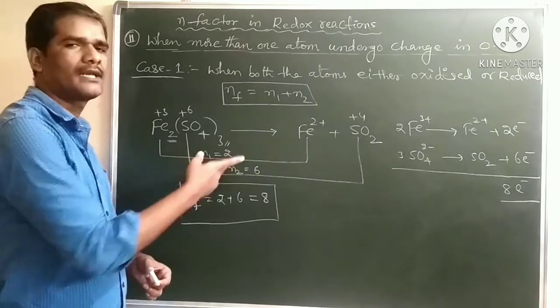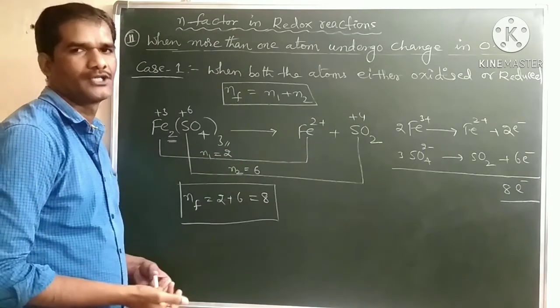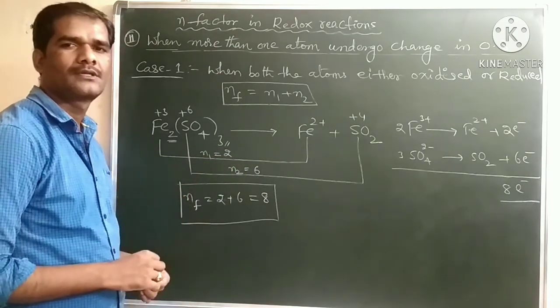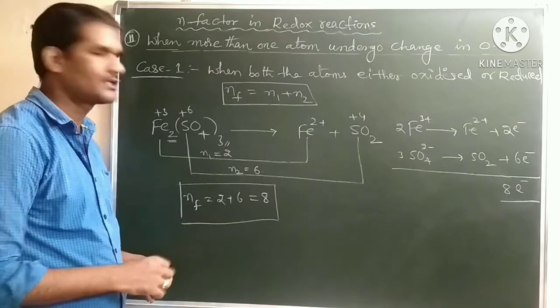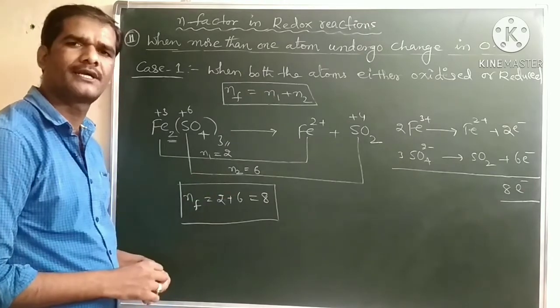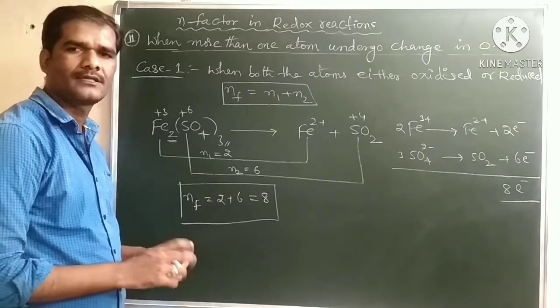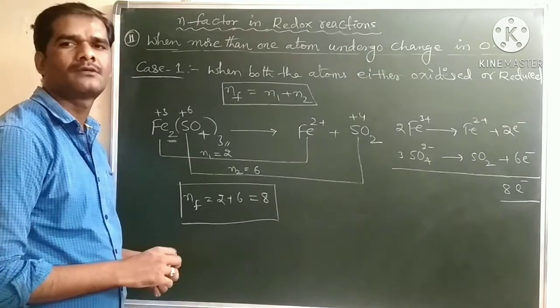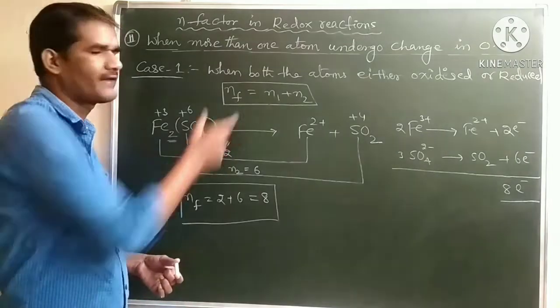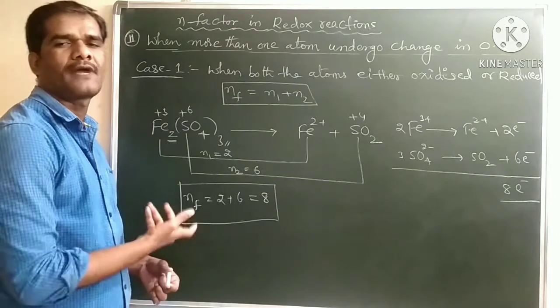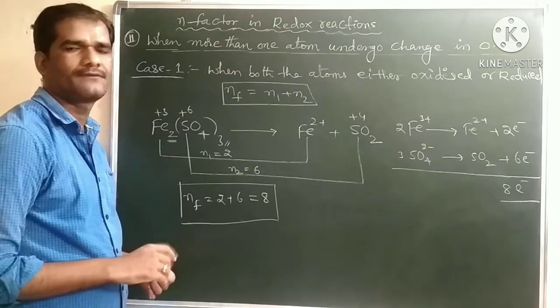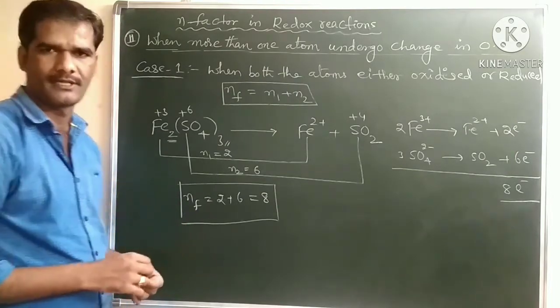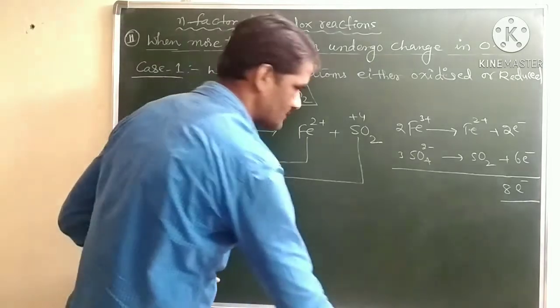Here again, 2 elements are undergoing reduction. In the previous example, both elements are undergoing oxidation, and here both elements are undergoing reduction. So whatever the way, either they undergo oxidation or reduction, the total n factor is the sum of the n factors of all elements. If more than 2 elements, you can take all elements. So we'll take some more examples here.